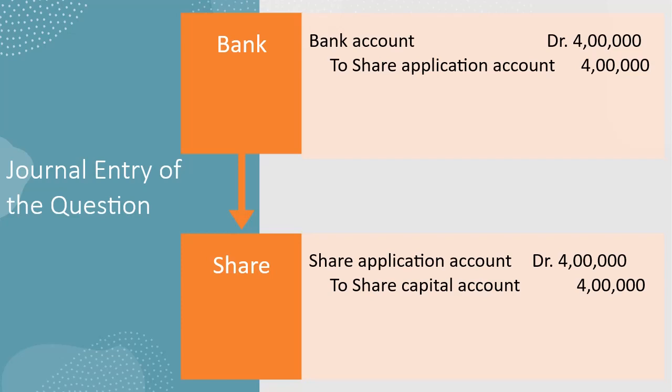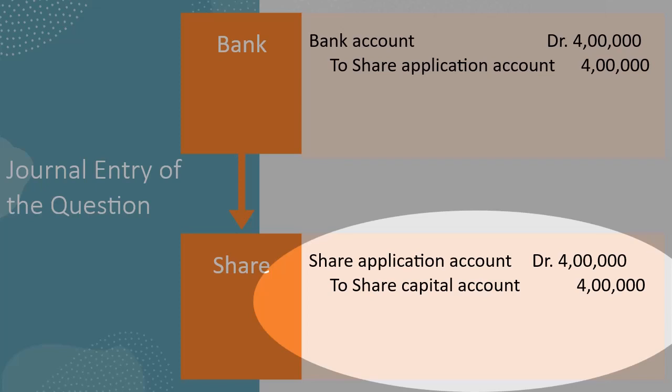Share application account is a temporary account that will be balanced once the amount of application is transferred to the share capital account. It shows the amount of money received from the applicants on application. Once the shares are allotted, the balance in this account is transferred to the share capital account, which is a permanent account that represents the amount of share capital issued by the company. So, this journal entry shows that the money from the share application was moved from the share application account to the share capital account after the shares were given out.